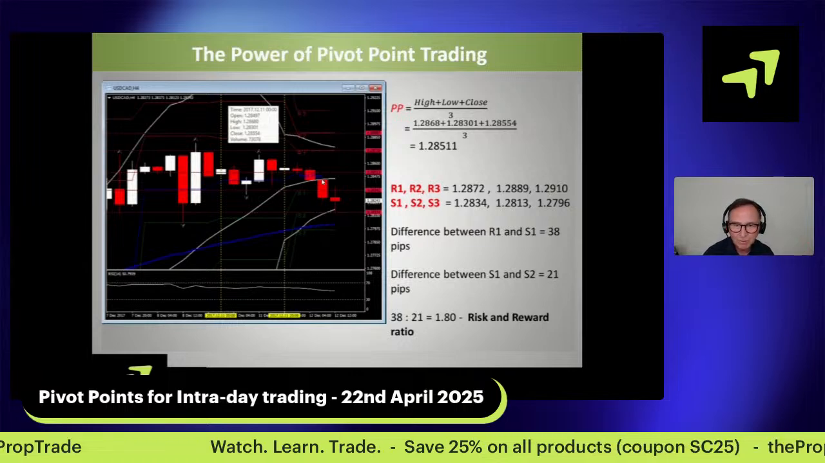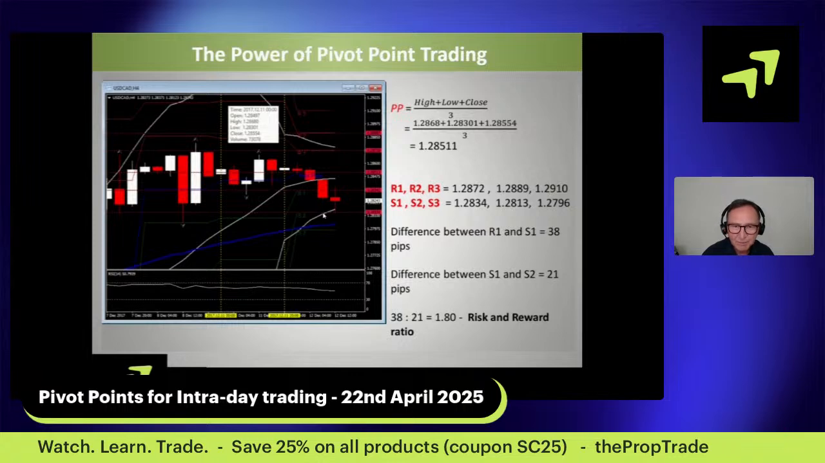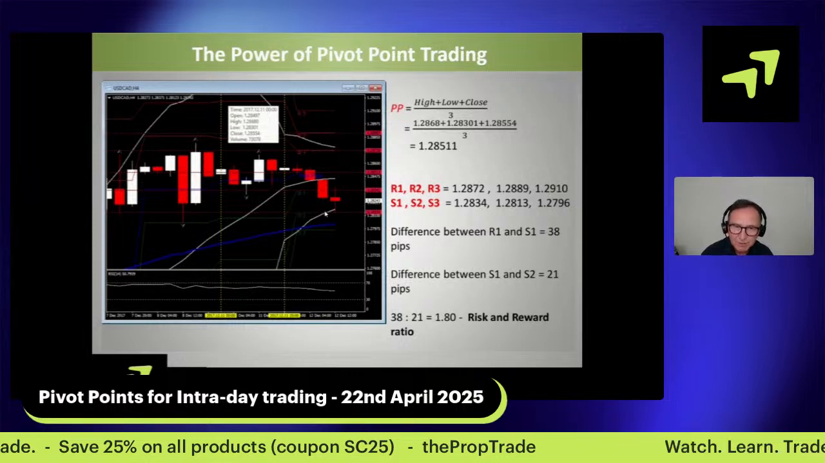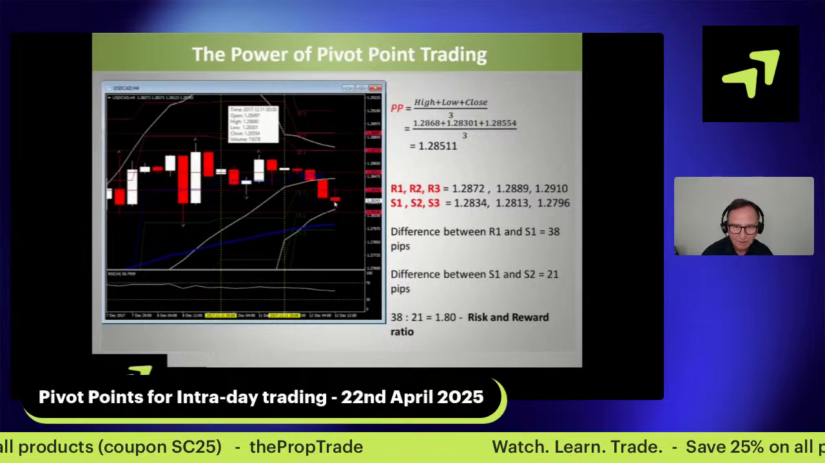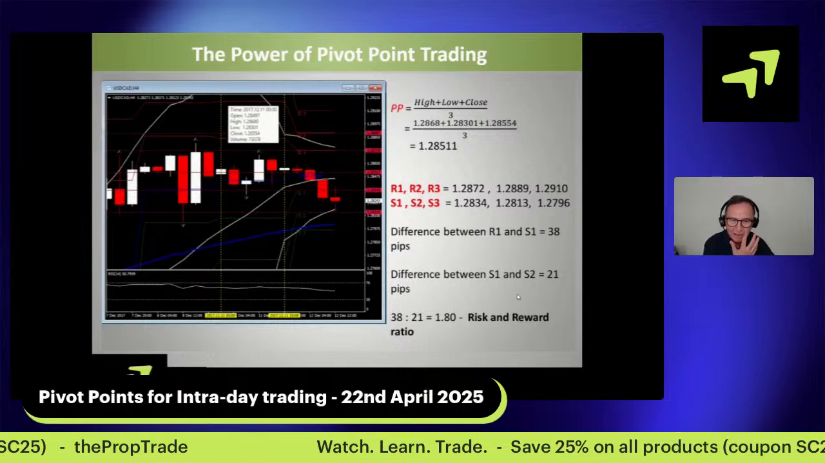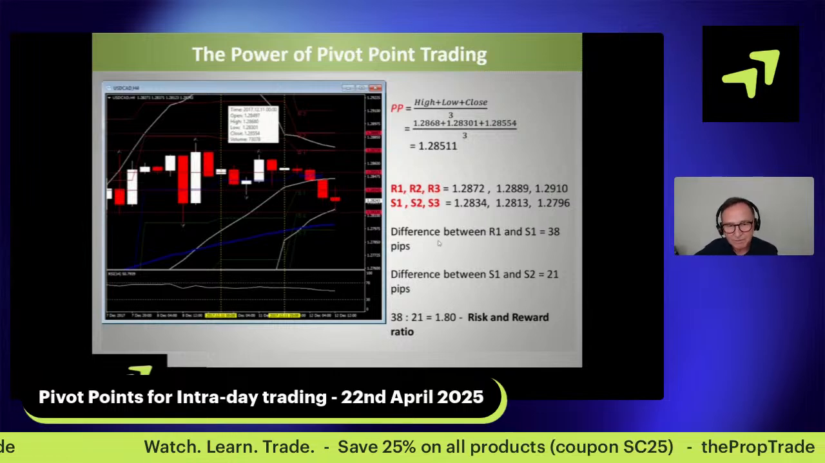Obviously, at this point, after the break of S1, the next level down from a pivot point point of view would be S2. It also happens to be the bottom of the Bollinger Band, so that would be a nice area to set your target anyway, without necessarily doing the math. But the maths fits up to it.